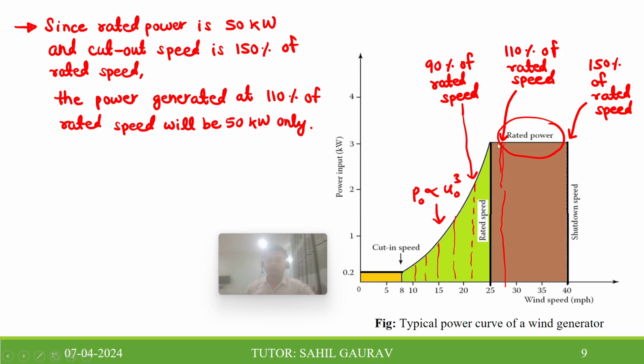And above the rated speed, it will produce either rated power, or it will not produce any power if it goes beyond the shutdown speed. So you have to be careful while solving the problem with respect to power output from the wind turbine with respect to the wind speed.